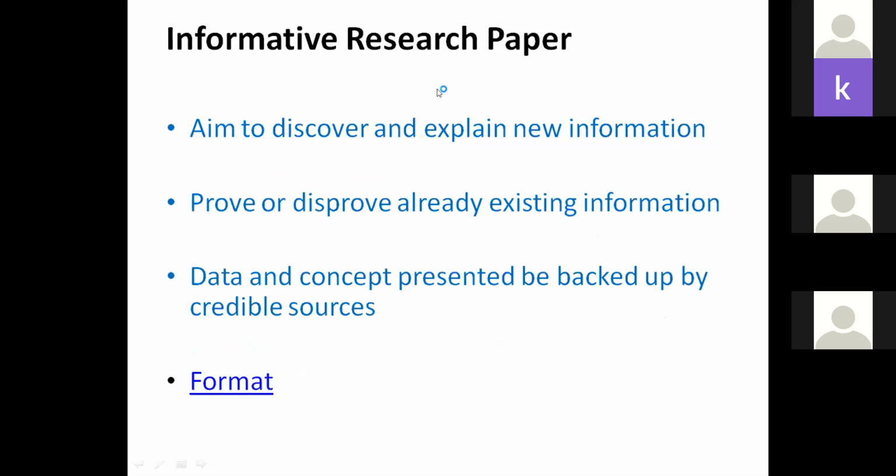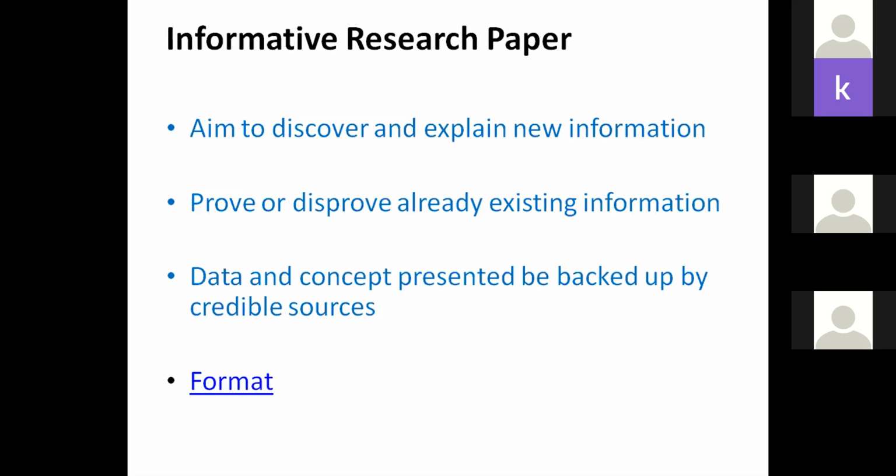Then the next one, informative research paper. As the name suggests, an informative research paper aims to discover and explain new information about a certain topic. This type of paper can be used to either prove or disprove already existing information. So again, you are proving or disproving. That means there is some fact initially, and then you are proving the fact again, or you are disproving that claim. So you can think of it as similar to argumentative and persuasive.